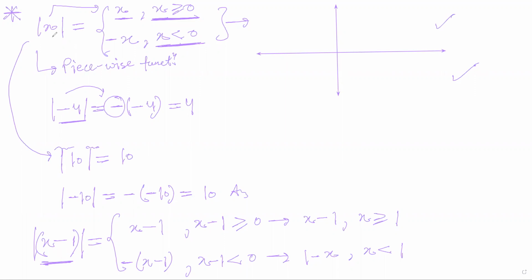Now the graph of mod x is, whenever x is positive, the value is x itself, y is equal to x. The graph of y equals x is something like this. And whenever x is negative, the value is minus x. Now the graph of y equals minus x is something like this. This is the graph for mod x. V-shaped graph. This is a V-shaped graph.